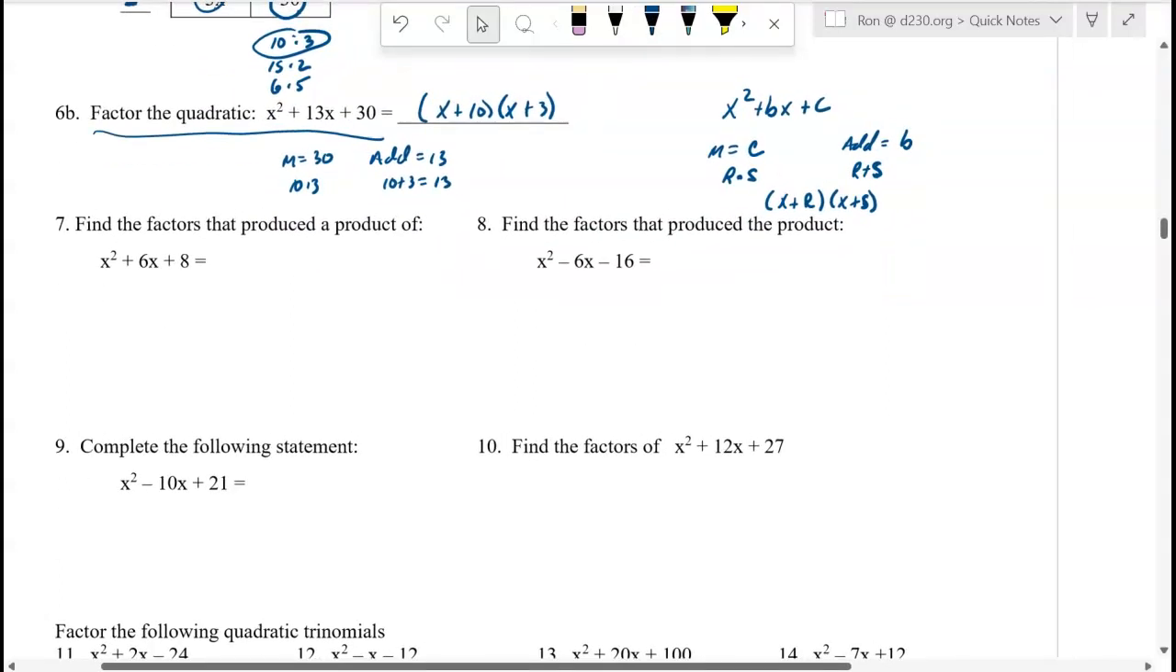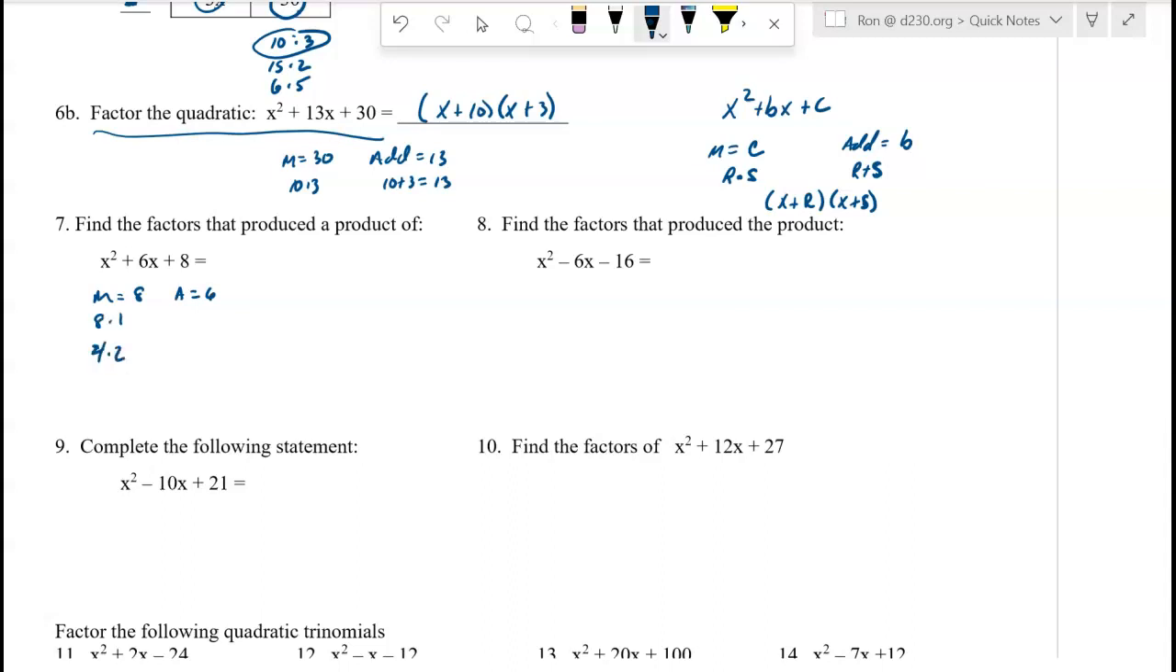Okay, we want to factor this. What multiplies to give me 8 and adds to give me 6? Well, I have 8 times 1 and 4 times 2, but 8 plus 1 gives me 9. That can't work. 4 plus 2 gives me 6. There we go. So we're going to factor this as (x + 4)(x + 2). Now we have factored that quadratic.